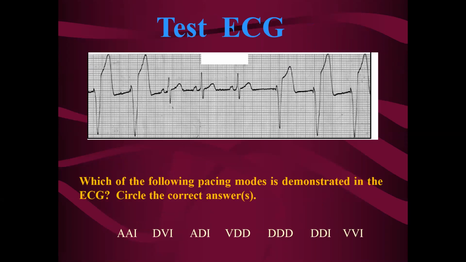So, pattern recognition: this is a test ECG strip. What I want to see is, from this ECG, what pacemaker mode would be consistent with it. I give you various combinations, and we just have to go back and think about the first letter being the chamber paced, the second letter being the chamber sensed, and the third letter being what the pacemaker will do in response to a sensed event.